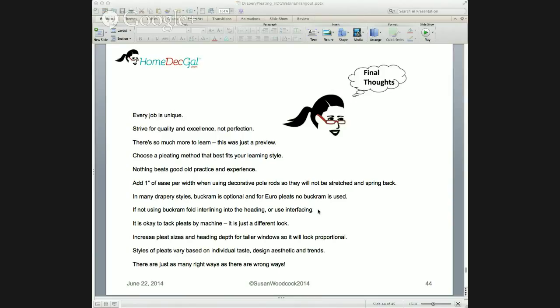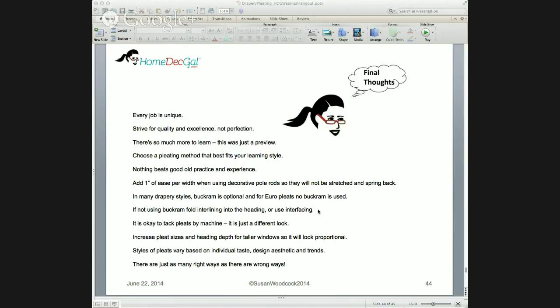It's okay to tack the pleats by machine. It's just a different look. I showed tacking pleats by hand. That's my most common way of tacking pleats, but I've certainly tacked hundreds of pleats by machine, especially for commercial work. Often for shears, I'll tack by machine because the hand stitching sort of can pull out easier. I can get a good back stitch on tacking by machine, and I can stitch into the buckram. So it just depends on the project.